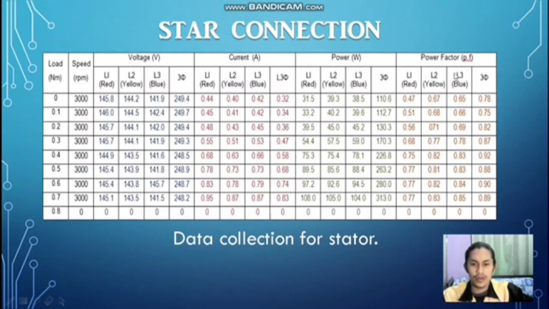The last parameter is the power factor. The power factor for the single phase and the three phase also increases in line with the increment of the load. At the 0.8 Newton meter of load, the motor will give no value or uneven value. This is because the motor will achieve the pull out situation. The only load that it can handle is 0.8 only.